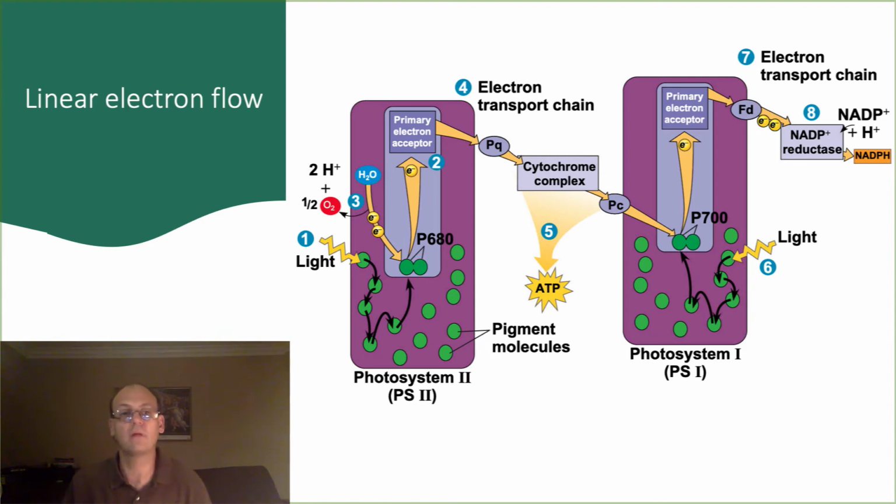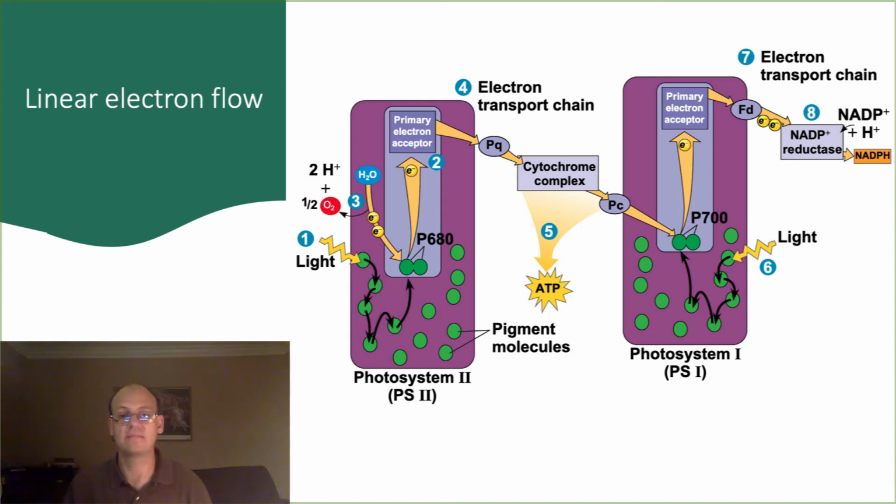Now that the chlorophyll molecules at the reaction center are positively charged, they very quickly oxidize water in order to replace the electron in the chlorophyll. When they oxidize the water, oxygen gas is released. This is what plants breathe out. Once the primary electron acceptor has the electron, it passes the electron to plastoquinone, or PQ.